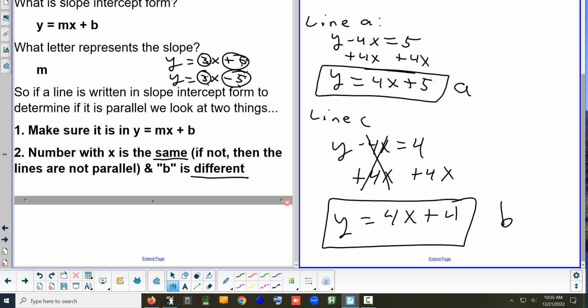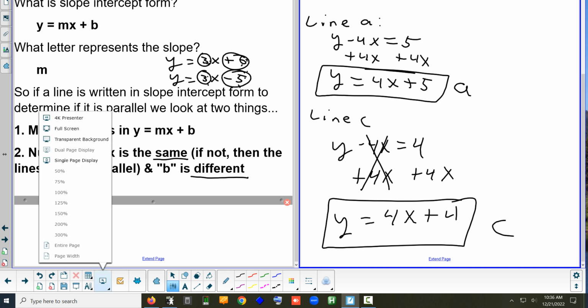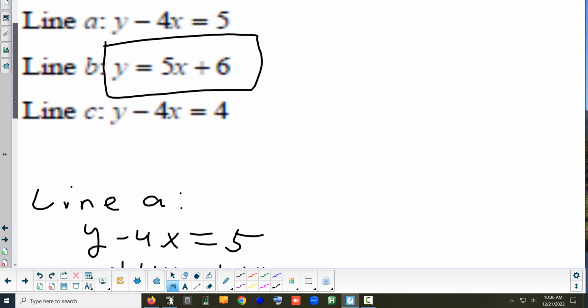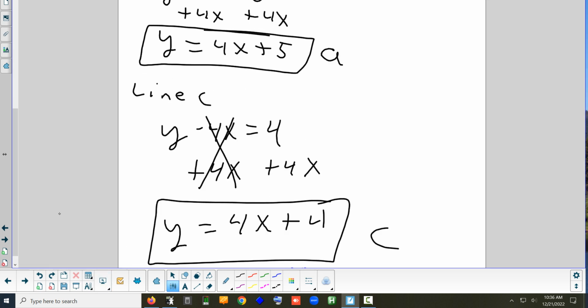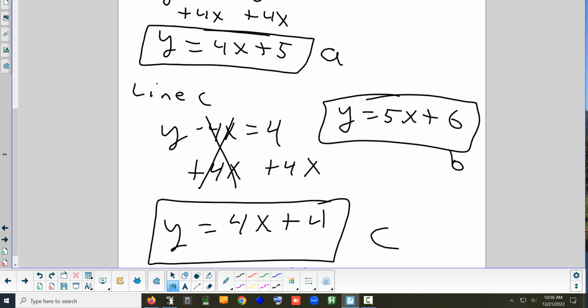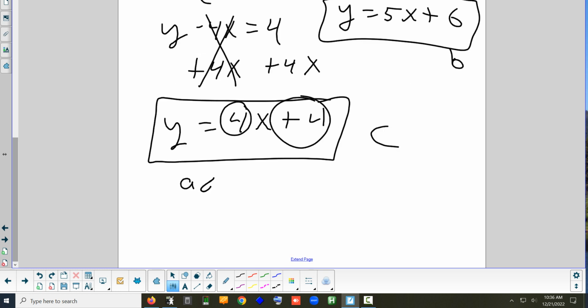So now look at lines A, B, and C. Do you see any two that are parallel? I'll copy B down so you can see it with the other ones. Y equals 5x plus 6. That's B. So look at A, B, and C. Are there any that are parallel? A and C, I would say yes, because they have the same slope and the y-intercepts are different. Perfect. B is on its own. It's not parallel to anything. So A and C are parallel.